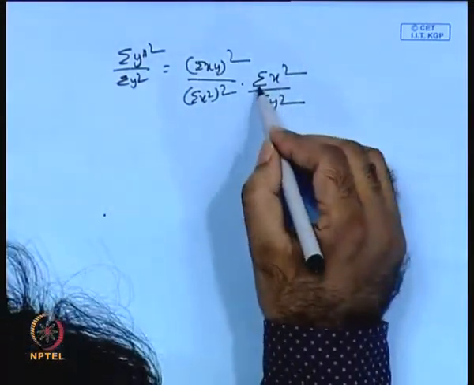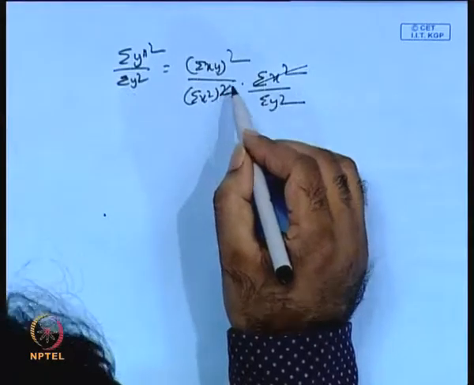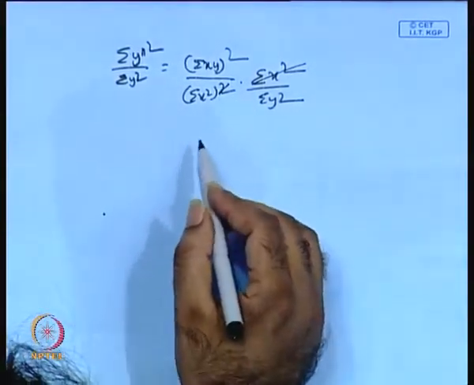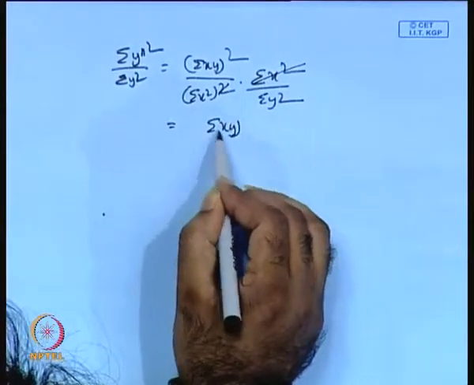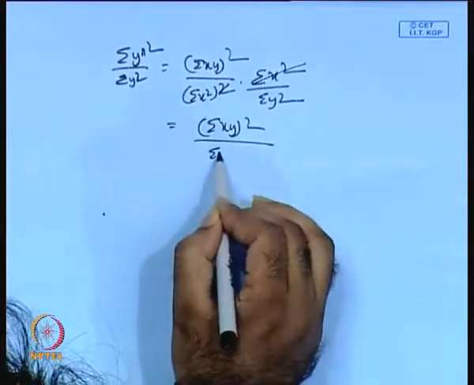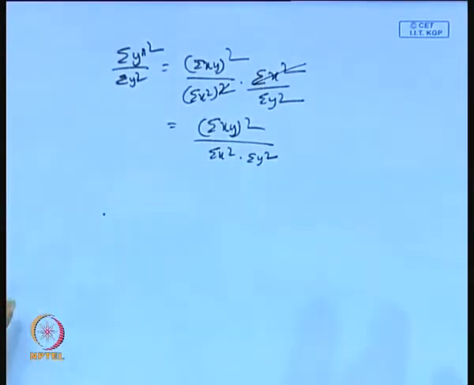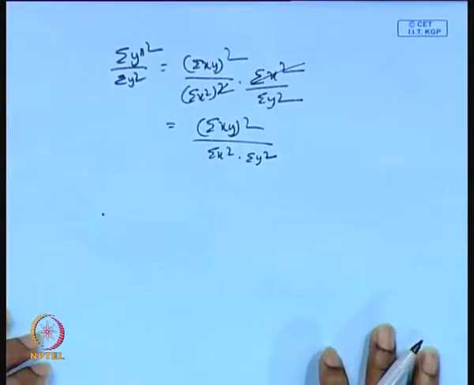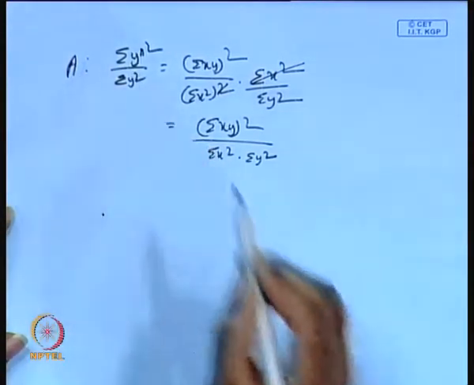So, now you see here, this is summation x square and this is summation x square to the power again 2. So, this is how it is cancelled. So, that means it is nothing but summation x y whole square by summation x square into summation y square. All right. This is the left out term from this component. So, that means this is what we have received from the part A.